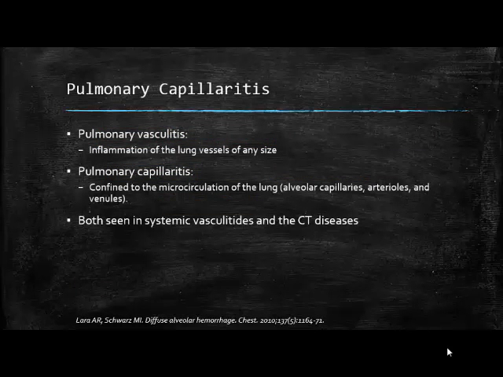Now, what's pulmonary vasculitis? It's the inflammation of lung vessels of any size. On the other hand, capillaritis is inflammation that's confined to the microcirculation of the lung, and that includes the alveolar capillaries, arterioles, and the venules. And it's seen in both systemic vasculitides as well as in connective tissue diseases.